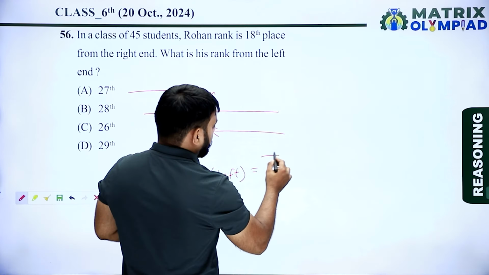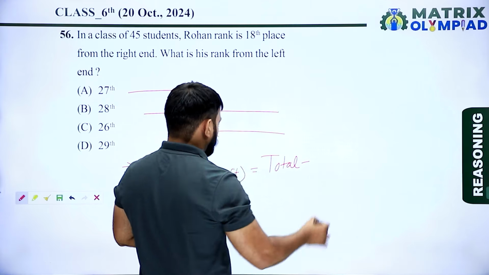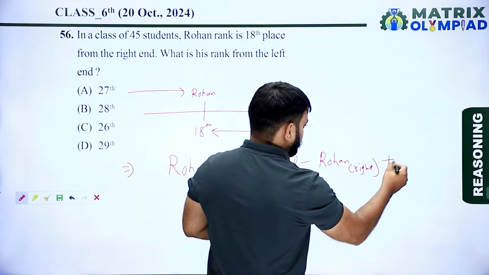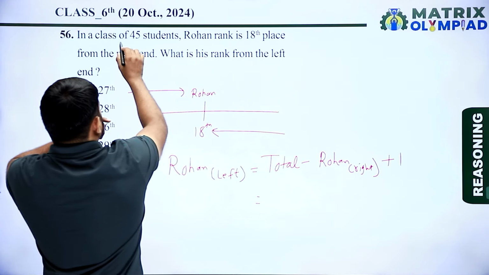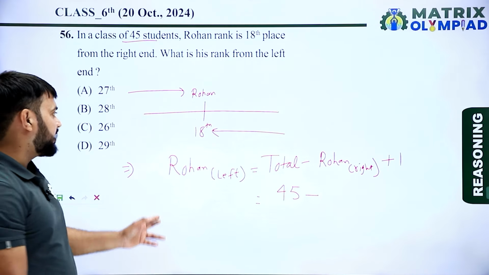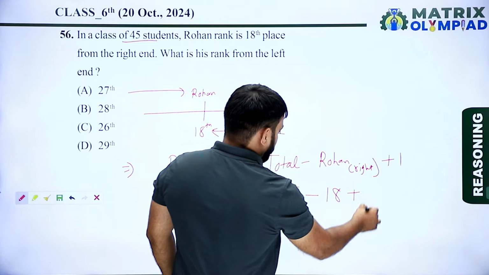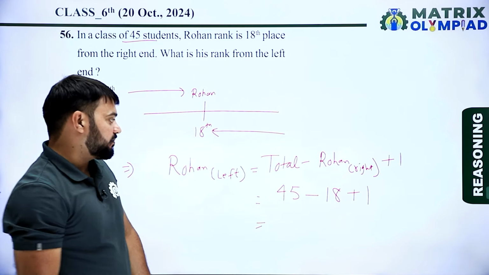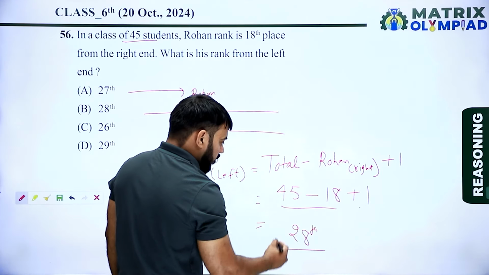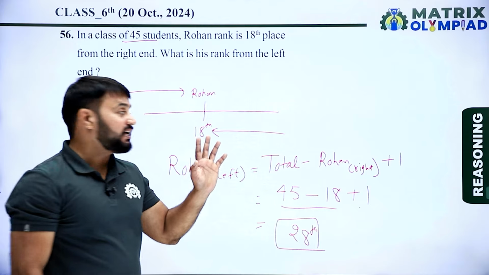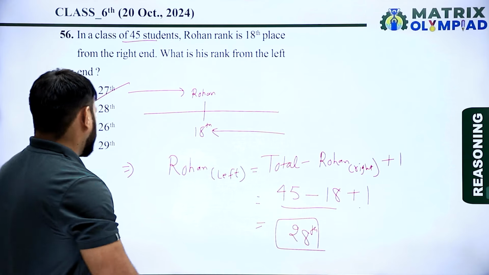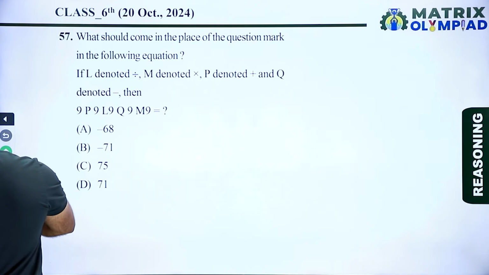So the formula is total minus position of Rohan from the right end plus 1. So total is 45. 45 minus position of Rohan from the right, which is 18, plus 1. So 45 minus 18 means 27. 27 plus 1 means 28. So the position of Rohan from the left is 28. So now here option B is the correct answer of this question. So let's move on to the next question. So now the next question is question number 57.